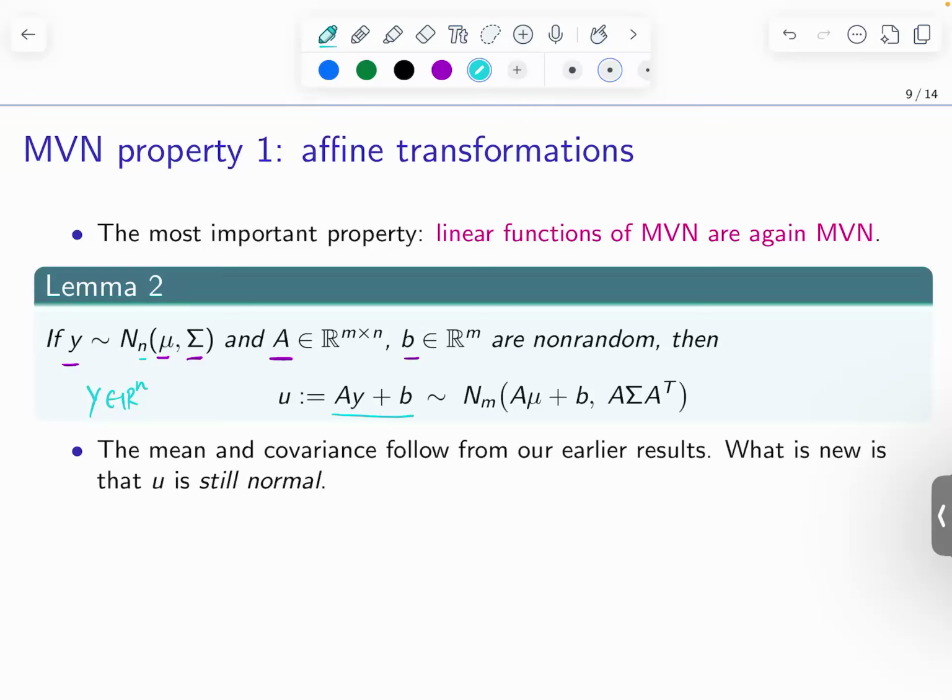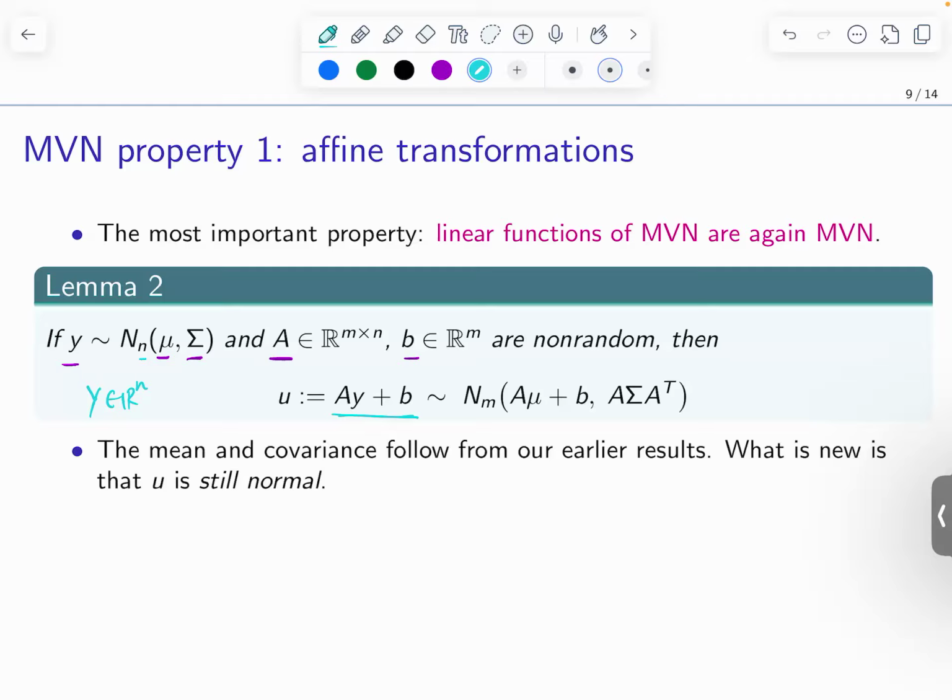If b was 0, if I did just A times y, that would be a linear transformation. This is an affine transformation. What this result is saying is that this new vector is also going to have a multivariate normal distribution. So if I do an affine transformation of a multivariate normal distribution, the distribution remains in the same family. What changes is the mean vector and the covariance matrix, and we already know how it changes.